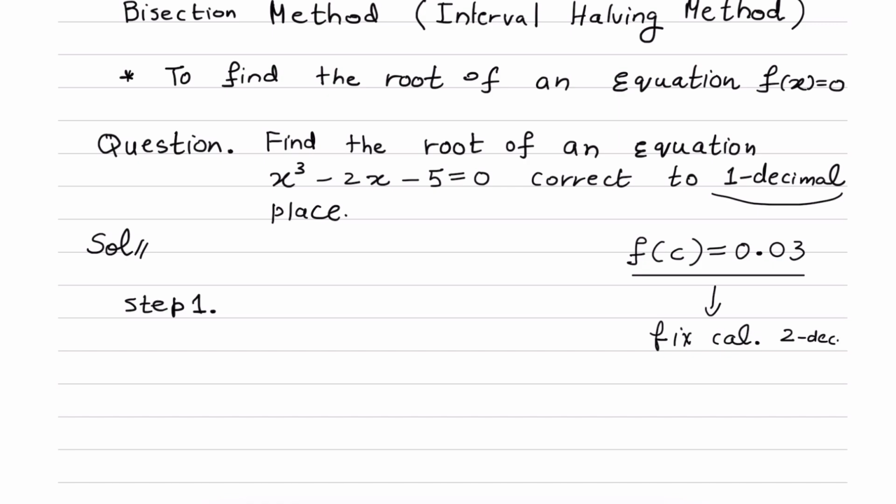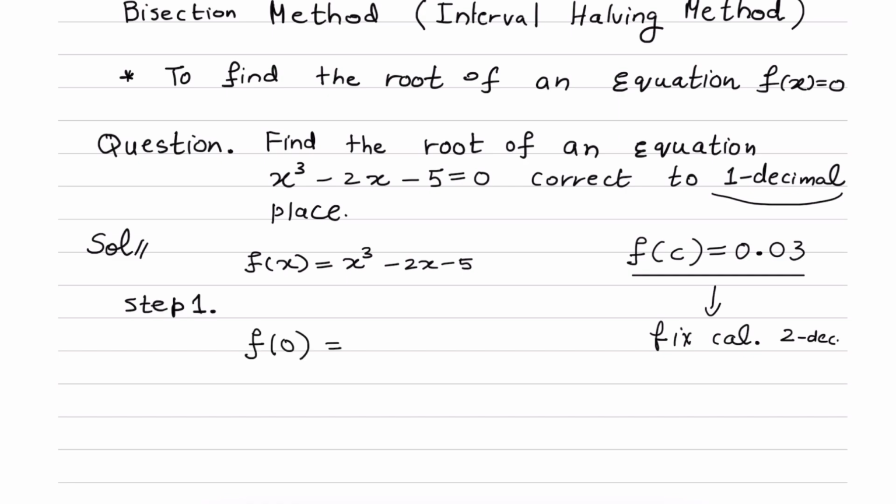Okay, so what should be the first step? We have the equation here, x cube minus 2x minus 5 equal to 0. So we will write f of x as x cube minus 2x minus 5. Whatever is on the other side of 0, that should be your f of x. Now the first step is to find the interval where the root could possibly lie.